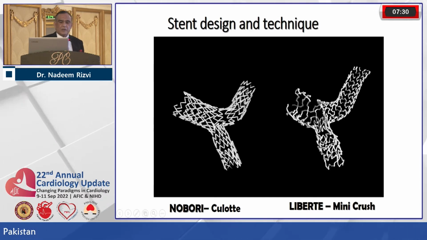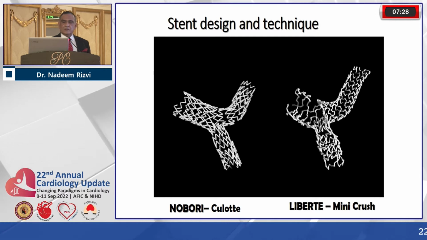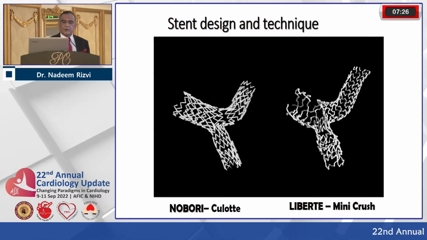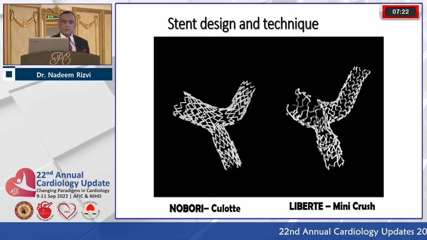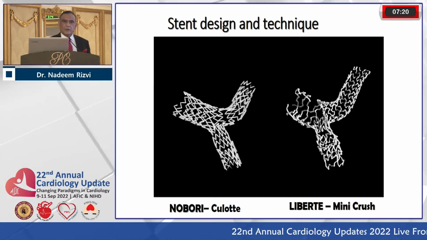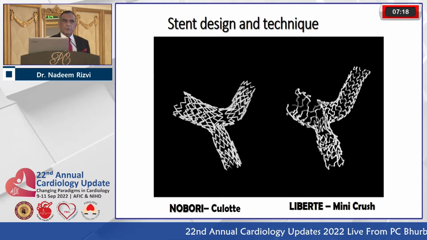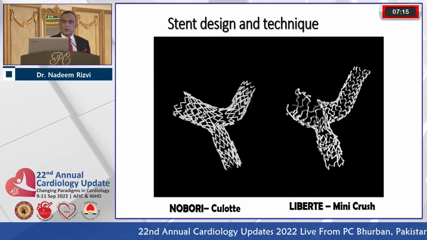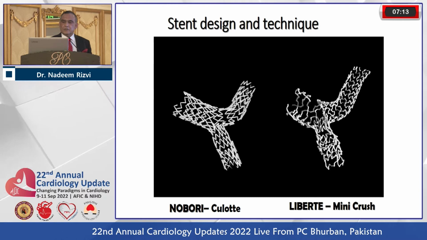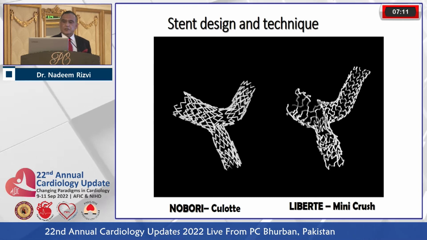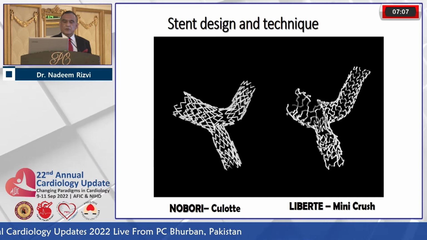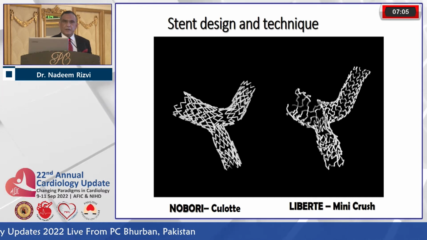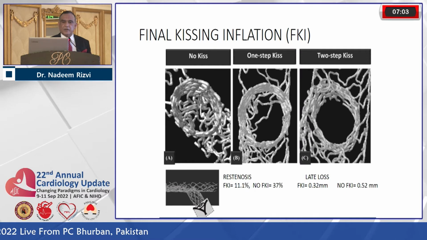Stent designs and techniques. Again, look at, these are 2 different techniques. This is a culotte with the Nobori. Look at the proximal main branch, how it's well covered. Look at the Liberté, where there's overlap of kissing balloons. Look how the struts are disrupted. And this is a mini crush where you've used 2 balloons, you've crushed it. So the proximal main branch, look how the stents are there. So the technique matters and the stent designs matter.